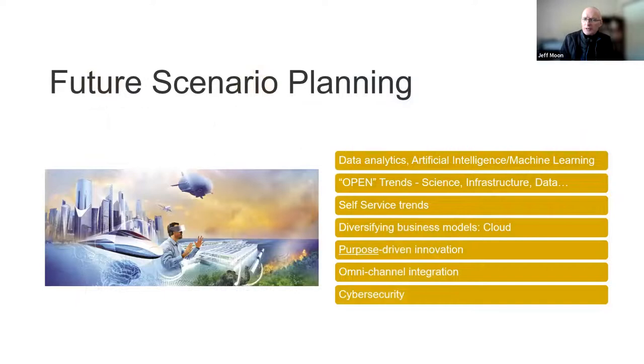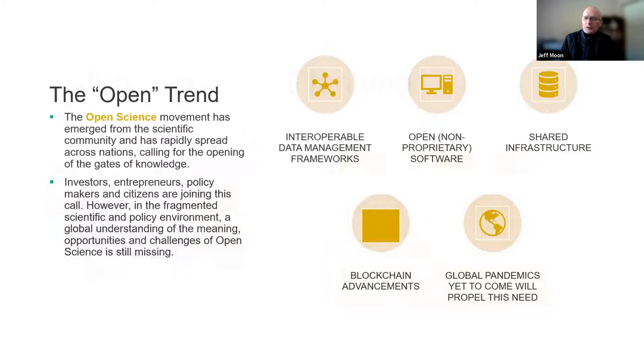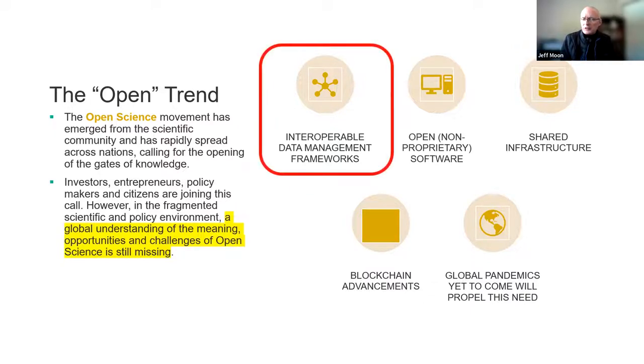As part of our work, we're looking at a number of future scenarios, including one that I will focus on specifically here today, the open trends, and particularly how they apply to data. There are a number of open trends that are paving the way for open science, and here I'm going to drill down even further. We're working toward a shared understanding of the meaning, the opportunities and challenges associated with open science. And I'll be focusing today specifically on interoperable data management frameworks against the backdrop of the work we've been doing both before and after joining the Alliance.